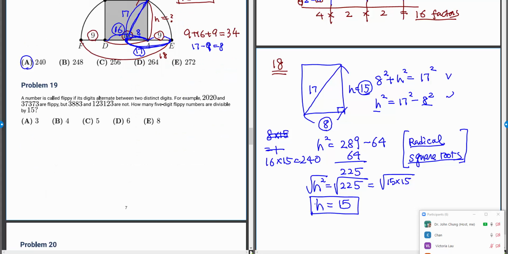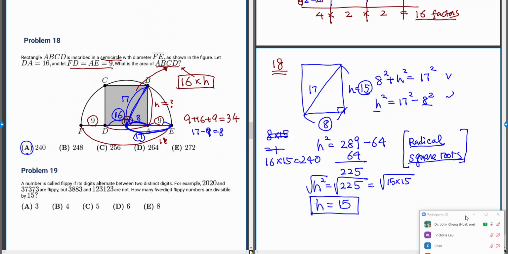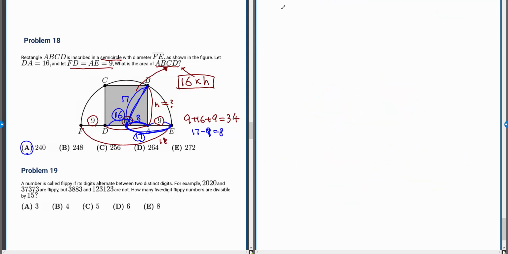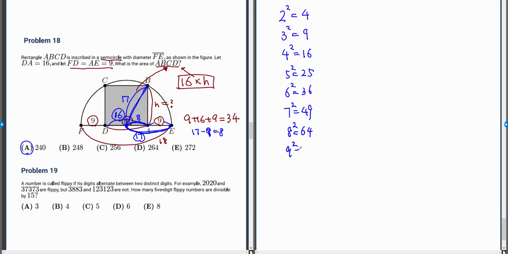I'm going to give you one more example, not this one. Just write this, it's kind of a formula. You have to memorize this one. 2 squared is 4. 3 squared is 9. 4 squared is 16. 5 squared, 25. 6 squared, 36. 7 squared, 49. 8 squared, 64. 9 squared, 81.